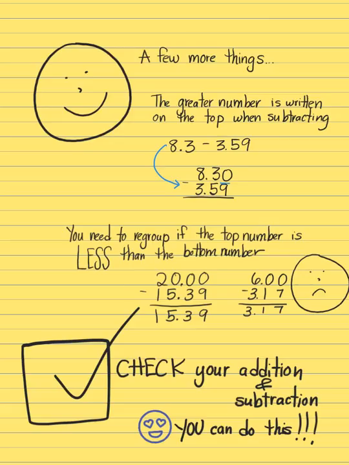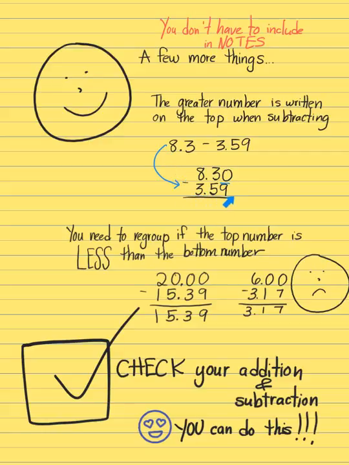Okay, unpause. You do not have to write this if you don't want to. You don't have to include it in your notes, but if you want to, you can. But just a few more things before you begin your test. A greater number is written on the top when subtracting, so if you have 8.3 minus 3.59, this is the greater number, 8.3 or 8 3/10. So make sure you write 8 3/10 on the top.